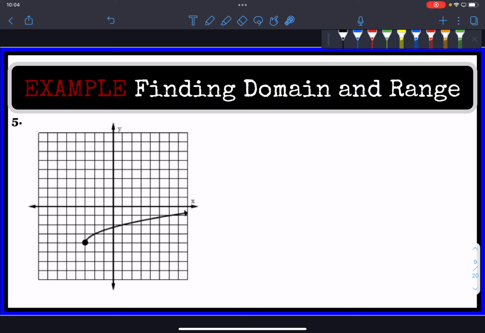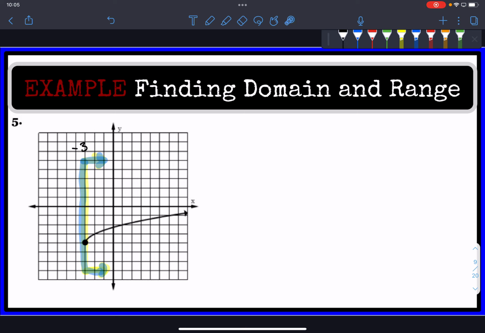Now, if one end doesn't have an endpoint and the other end does, we still do the exact same thing. We'll start again with the horizontal. Well, this graph exists to the right. Do it in blue. It exists to the right of this endpoint right here, which is at -3. And notice that the other end doesn't stop.